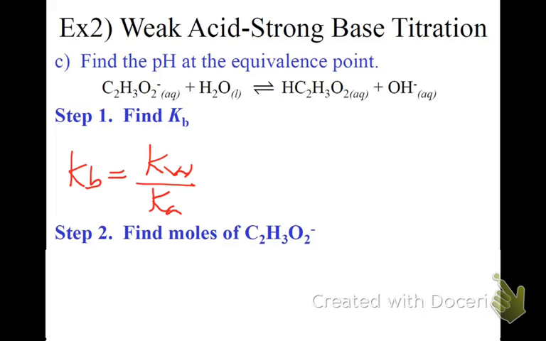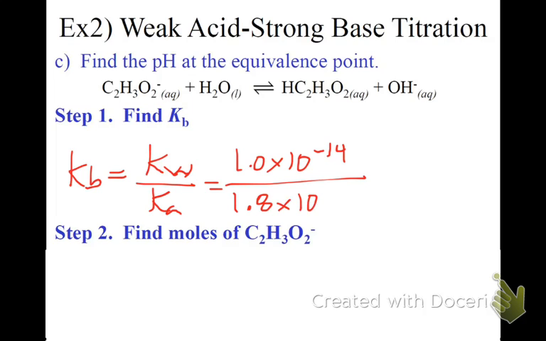Isn't it fun how all those pieces of information that we learned earlier in this unit are starting to come together into one mega equation? This is a blast. Kw is 1.0 times 10 to the negative 14th, and we can go ahead and assume it's at 25 degrees Celsius, as long as we use the proper numbers the whole time, divided by 1.8 times 10 to the negative fifth. And so our Kb, the equilibrium constant for this reaction, the now basic form of the conjugate, would be 5.6 times 10 to the negative 10th.